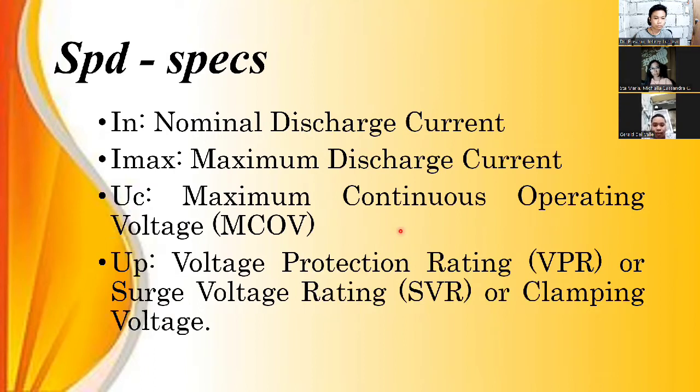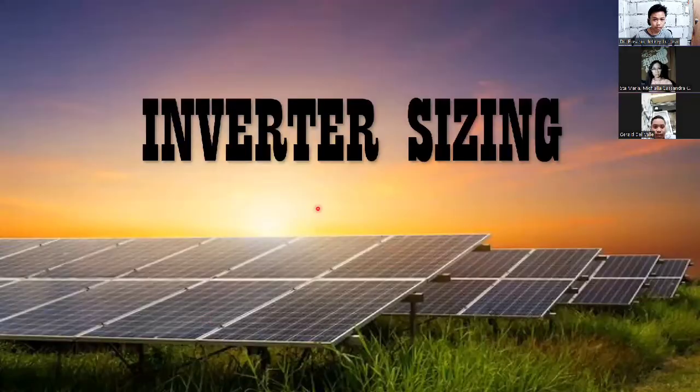So next po. The SPD specs are nominal discharge current, IMAX, the maximum discharge current. UC is the maximum continuous operating voltage, or MCOV. UP is the voltage protection rating, or VPR, also called surge voltage rating or clamping voltage. Next po. So yun lang po.